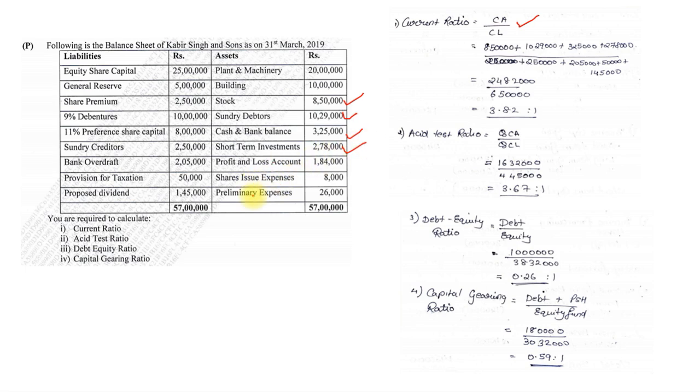Profit and loss, share issue, preliminary expenses, these are not my current assets. So those are the only four things. In current liabilities we have creditors, bank overdraft, provision for tax, and proposed dividend. We add up and we get the total. Our totals come to 24 lakh 82,000 and 6 lakh 50,000. When we divide, we get the value as 3.82 is to 1.